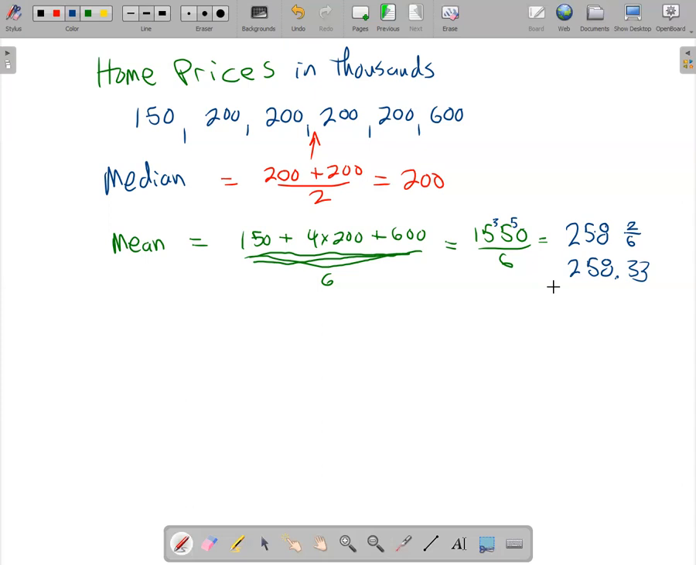So is there a best measure of center? The answer is no, but sometimes one measure is better than the other. And so in this case, I would say median would be a better measure for the average house price here instead of the mean as the average.